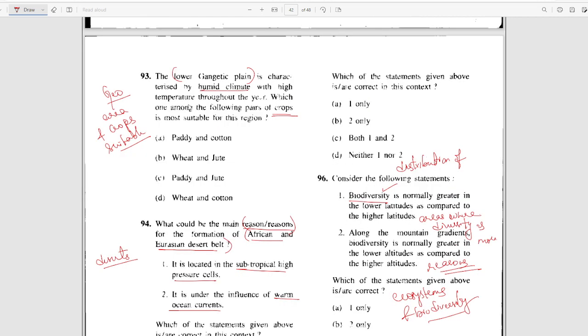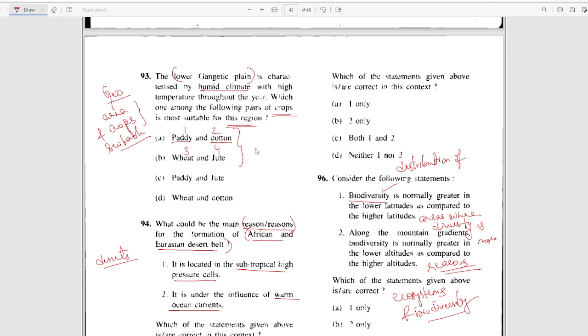93rd question. The lower Gangetic plain is characterized by a humid climate with high temperature throughout the year. Which one of the following pairs of crops is most suitable for this region? Again, this is a geography question. They have given the areas and they have told which crops can be more suitable. Paddy, cotton, wheat, jute. Paddy, jute, wheat, and cotton. So you have to know at least what are the necessary climatic conditions that are required for growing paddy, cotton, wheat, jute. So these are the four things that you have to learn.